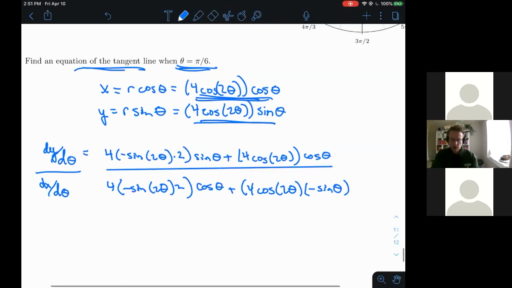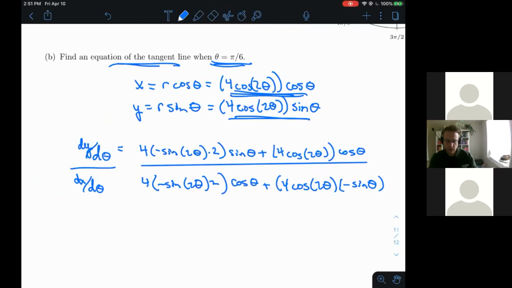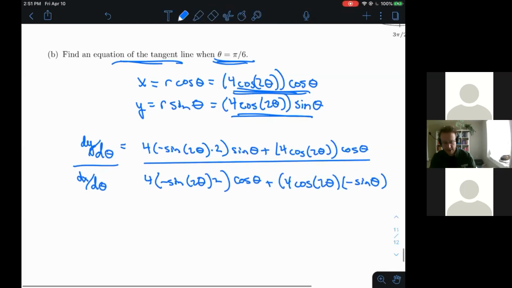Okay, and we want to know an equation for the tangent line. Maybe one big thing, and really where the calculus comes into this, is the slope of the tangent line. So let's go ahead and calculate the slope of the tangent line. That's this stuff right here. This is the dy/dx, the slope of the tangent line.